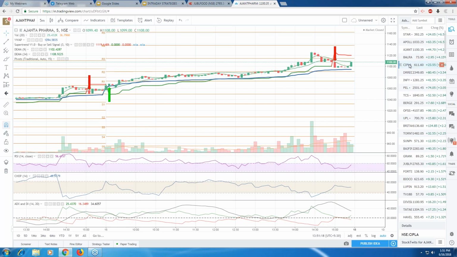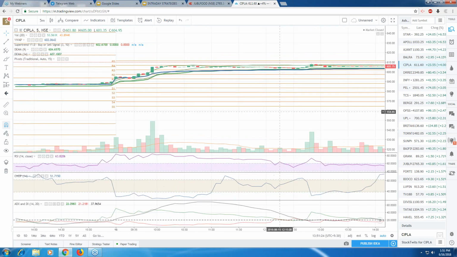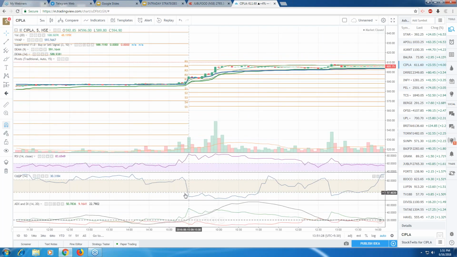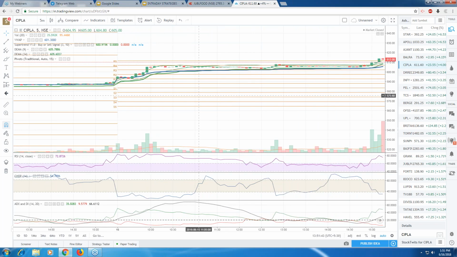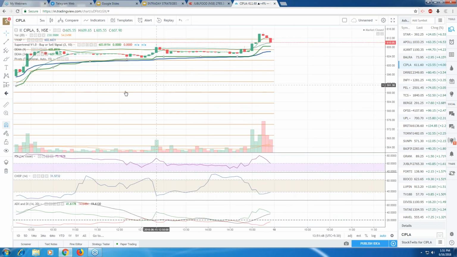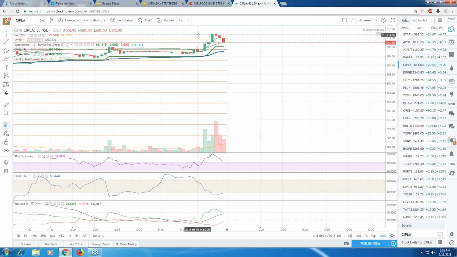So Cipla here, RSI gone up, choppiness came below. This is strongly heading up, and this is down, and ADX is strong. Enter after the candle of 595, and the stock went up the entire day. And where did it end? It ended at 613. Oh my God. Starting from 594 to 613. That is the run up the stock has given, right?